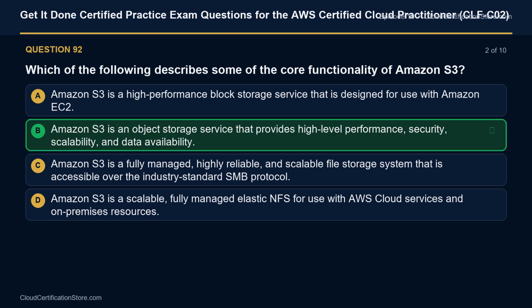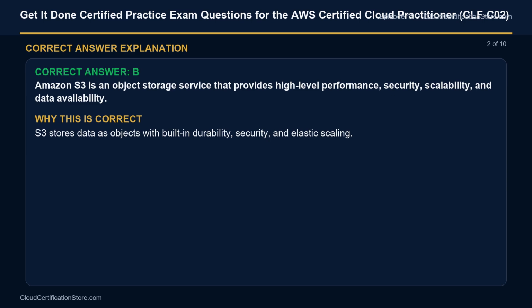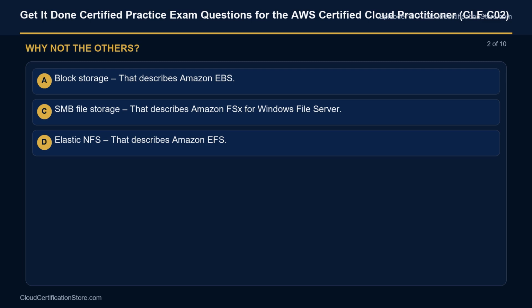The correct answer is B. Amazon S3 is an object storage service that provides high-level performance, security, scalability, and data availability. Explanation. S3 stores data as objects with built-in durability, security, and elastic scaling. Why not option A? Block storage describes Amazon EBS. Why not option C? SMB file storage describes Amazon FSx for Windows File Server. Why not option D? Elastic NFS describes Amazon EFS.